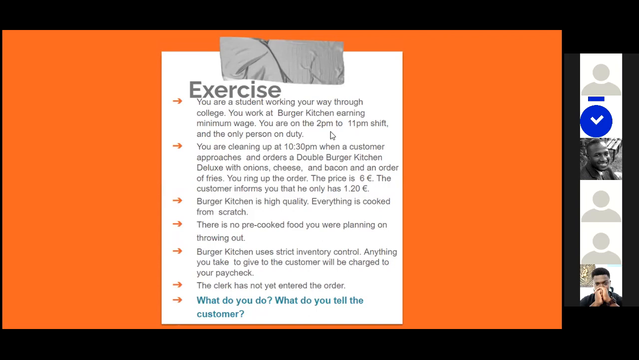So trust is key. Do you know what I'm saying? Trust is key. So you as a worker, you need to be entrusted that you are making the right decisions. Do you know what I'm saying? Because if he goes ahead to tell the customer that it is €6, and the customer has already informed him that it is €1.2, that will bring about a break of trust. Is that understood?